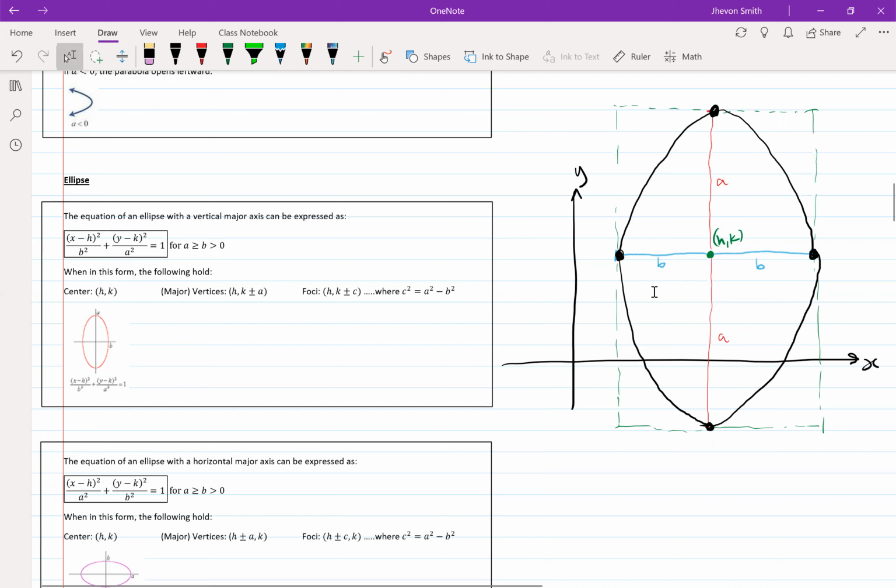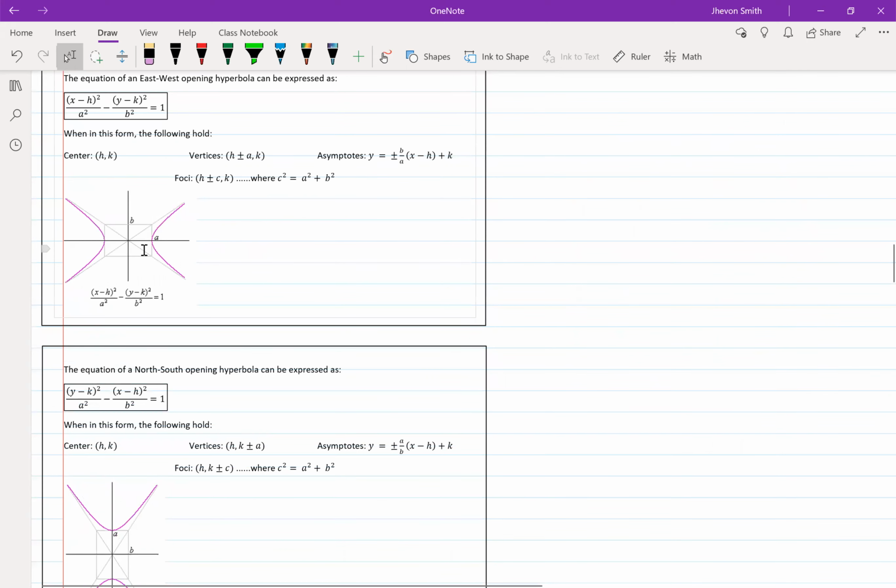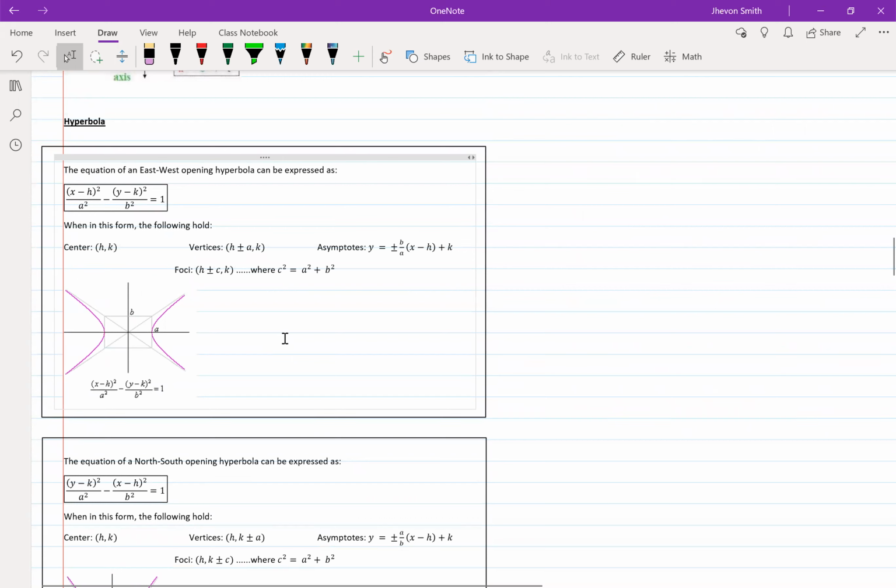I believe I asked you to sketch something like this as a bonus in the quiz yesterday. But that's how you'd go about sketching an ellipse. Both of these have the same idea. Moving down, now let's look at the hyperbola. A hyperbola starts out almost like how you would sketch an ellipse, but it's also different in some significant ways.